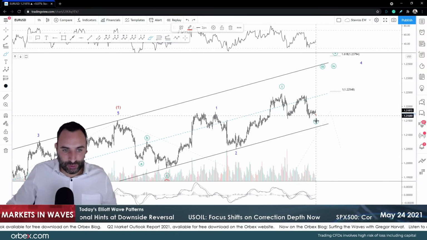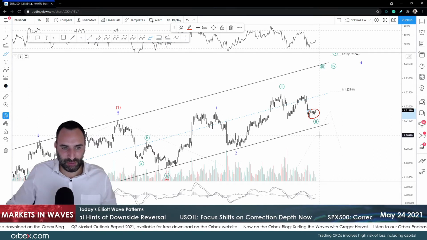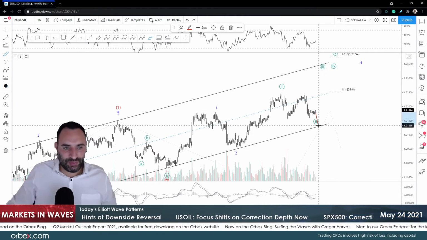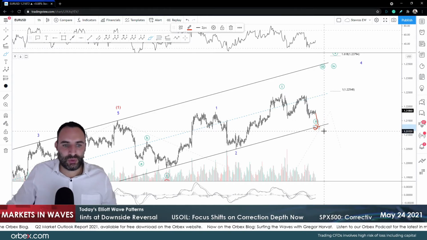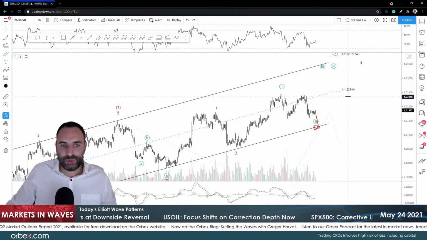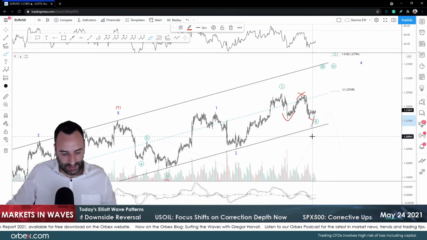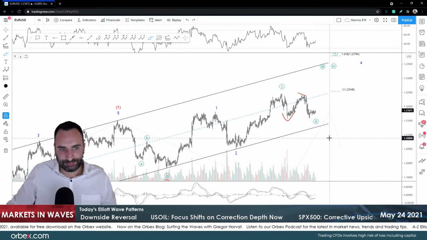In case we do break lower though, because the thing is that I don't really like this for an impulse, then we could be heading down to this channel, which is going to make a much better opportunity to the upside. And all we have to change is make this a W, X, and Y. It's as simple as that.